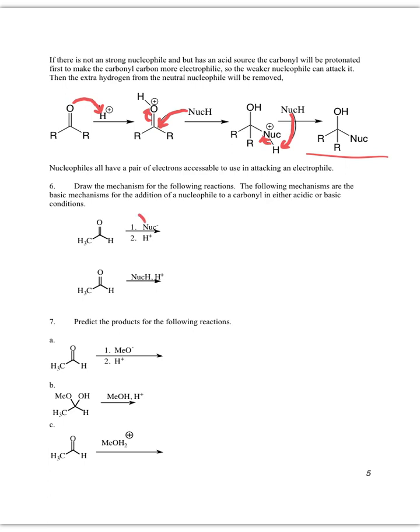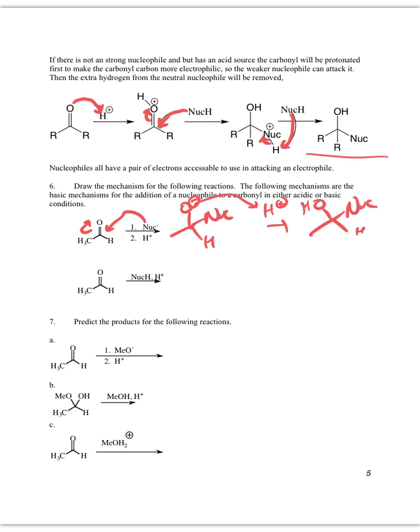So the first one, we've drawn the mechanism. The nucleophile adds, we get the O-, we get the nucleophile, we get the hydrogen, and then in the second step we go and grab the H+ to give us our product.